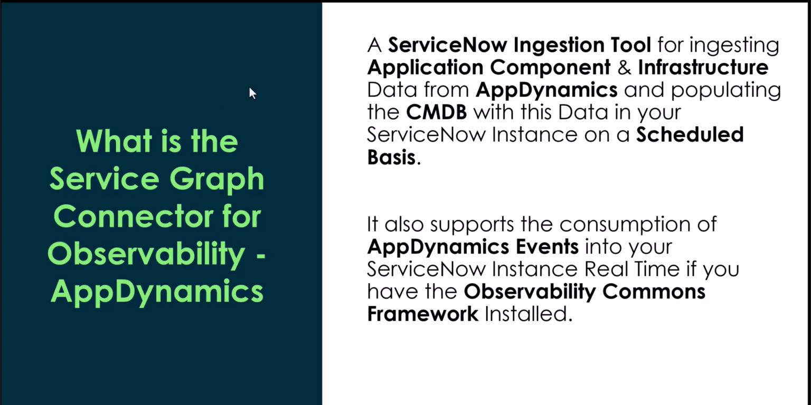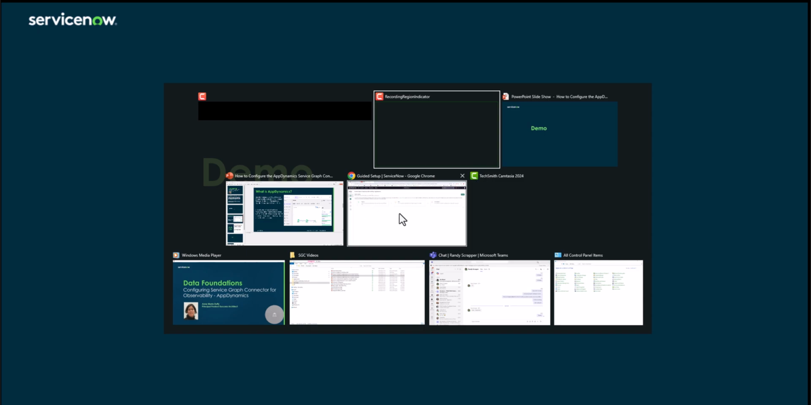What is the Service Graph Connector for Observability AppDynamics? It's a ServiceNow ingestion tool for ingesting application component and infrastructure data from AppDynamics and populating the CMDB with this data in your ServiceNow instance on a scheduled basis. It also supports the consumption of AppDynamics events into your ServiceNow instance in real time if you have the Observability Commons framework installed. So now on to the demo.